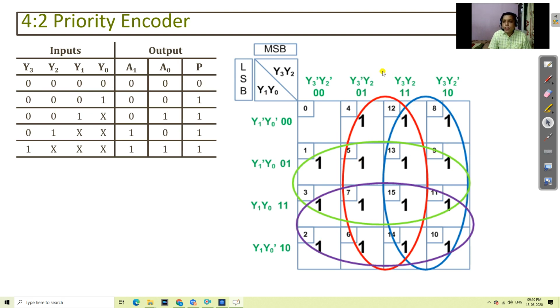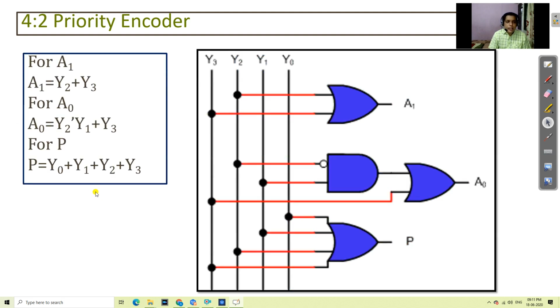For this red one, the non-changing is y2. For this blue one, the non-changing is y3. For this green one, the non-changing is y0. For this purple one, the non-changing is y1. So let's see what the output is.